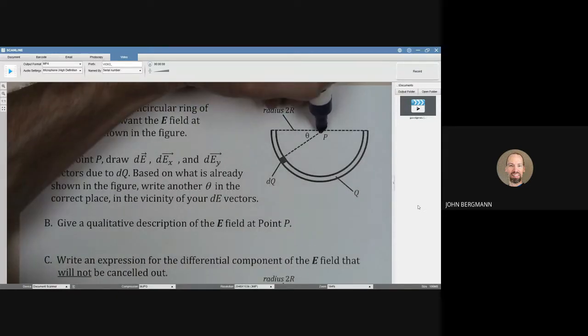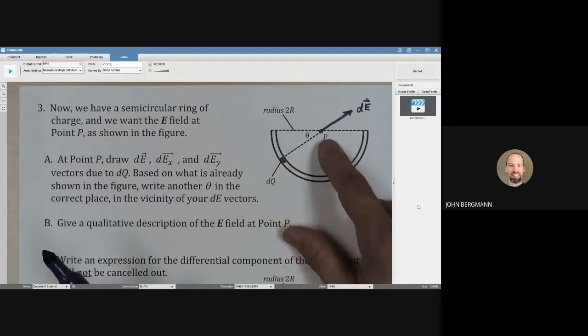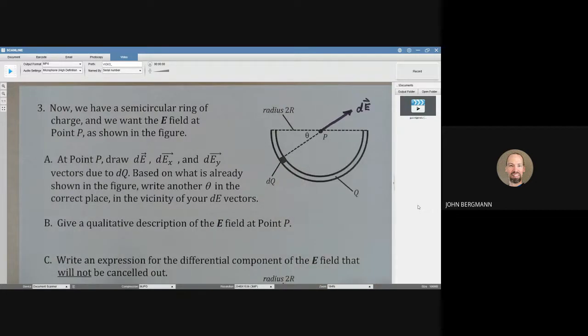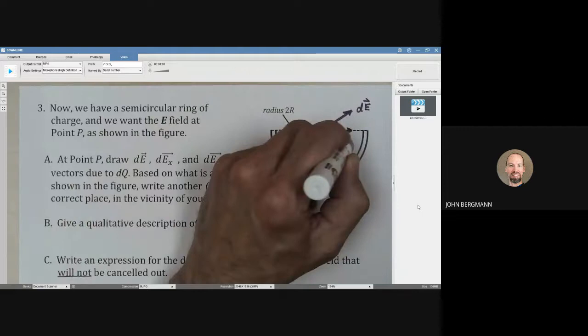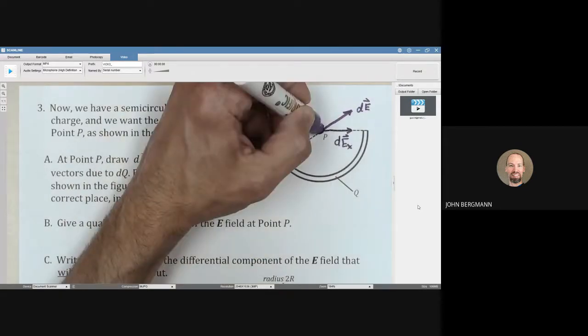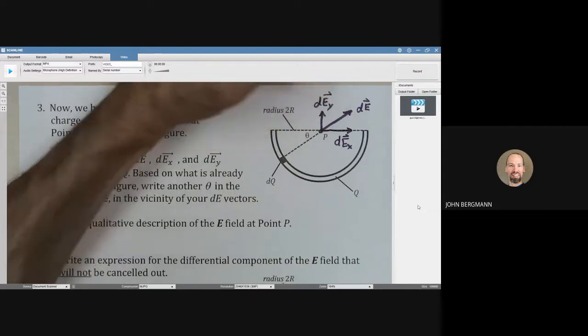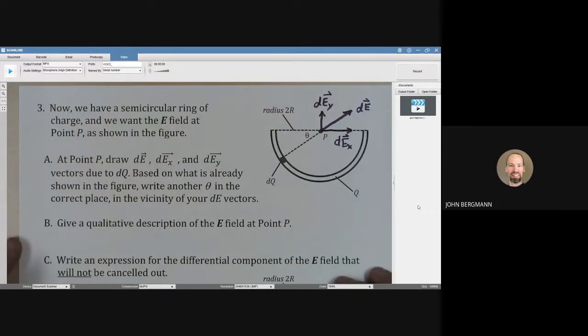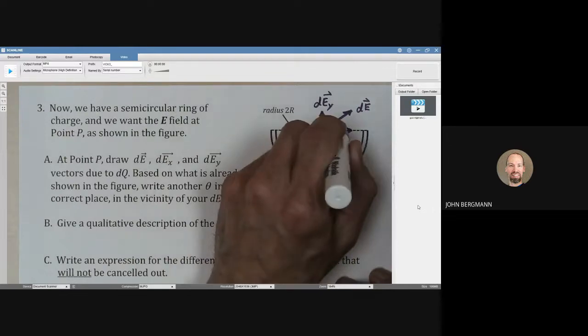So dE would point in that direction right there. dq is positive, so the electric field should point away from it. Well, in terms of horizontal and vertical, there's a dEx right there, and then there's a dEy that's right there. So I could break that dE vector into x and y components, write another theta in the correct place based on what we've shown here. Well, if this is theta, then this here is theta right there.